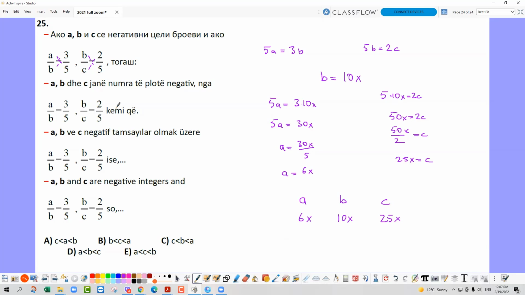But we also know that A, B, C are negative integers, which means if I put -1, this is going to be -6, this is going to be -10, and this is going to be -25. So which number is the biggest number here? As you see, when they are negative, -6 is bigger than -10, which is bigger than -25, which is A is bigger than B is bigger than C, and the answer is C.